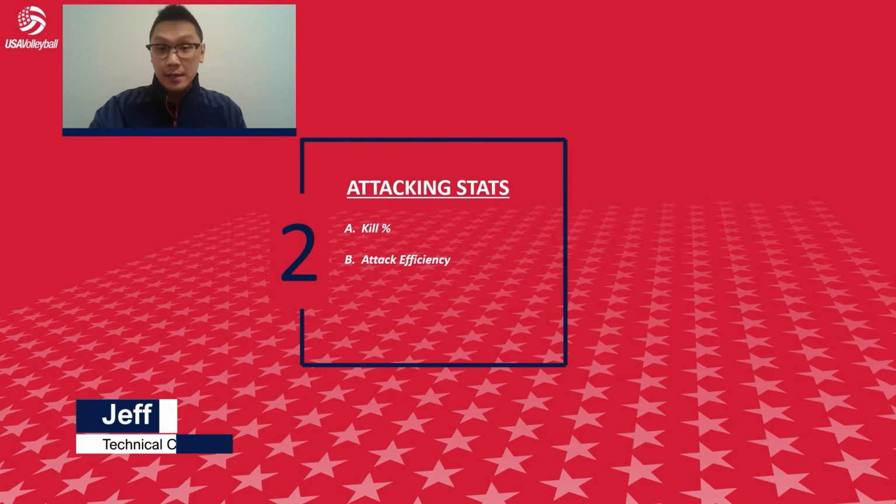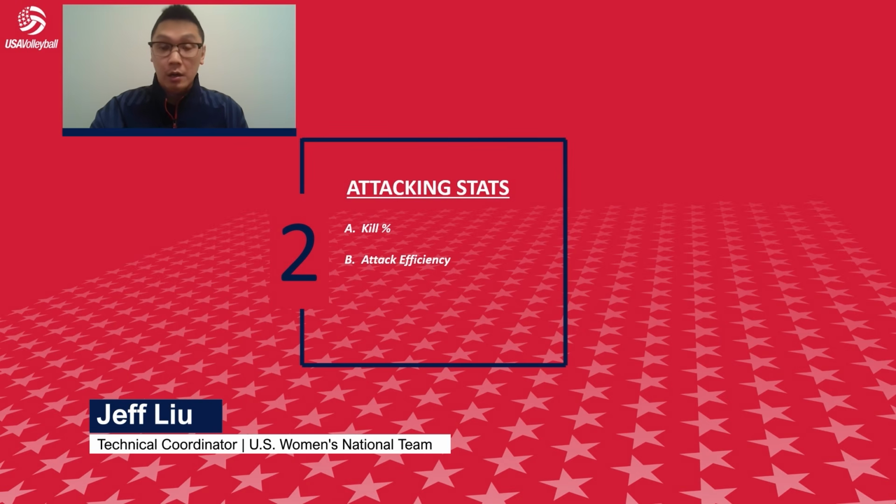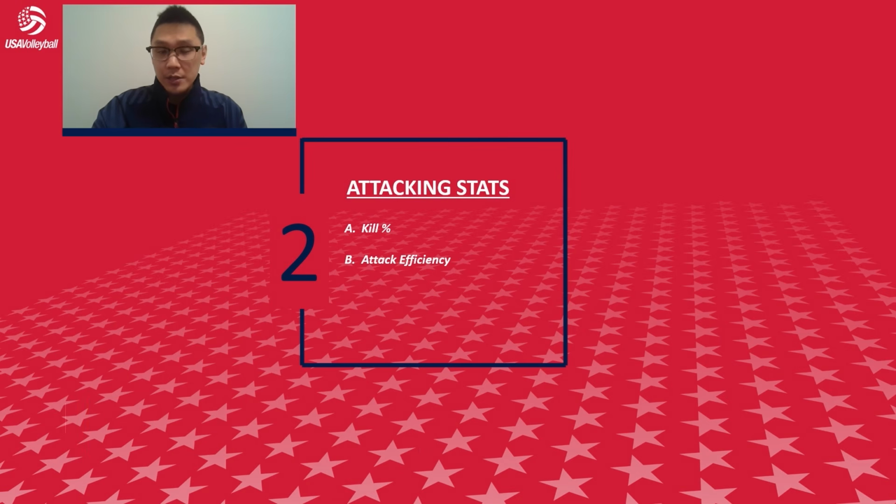The next stat category we'll talk about is our attacking stats. And I'll just talk about two basic ones today, first being your kill percentage, and the second will be your attack efficiency. Both of these you'll see in a box score, and both are important to keep track of for you as an individual and as a team.